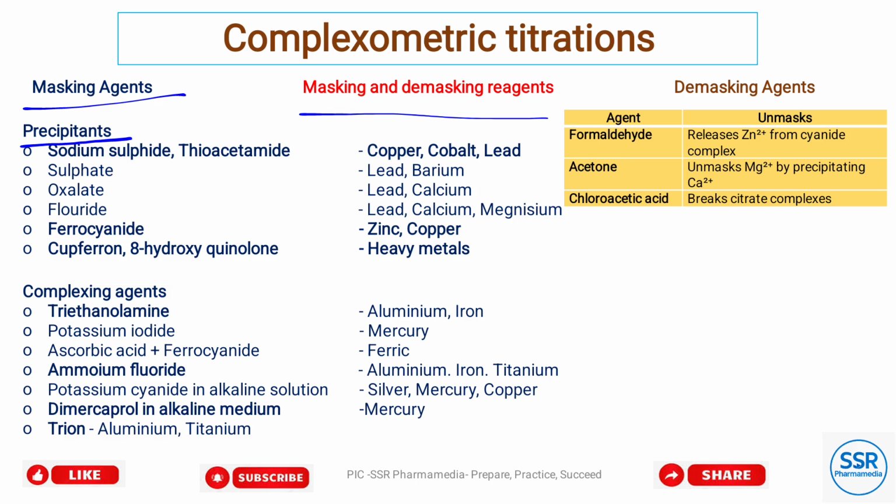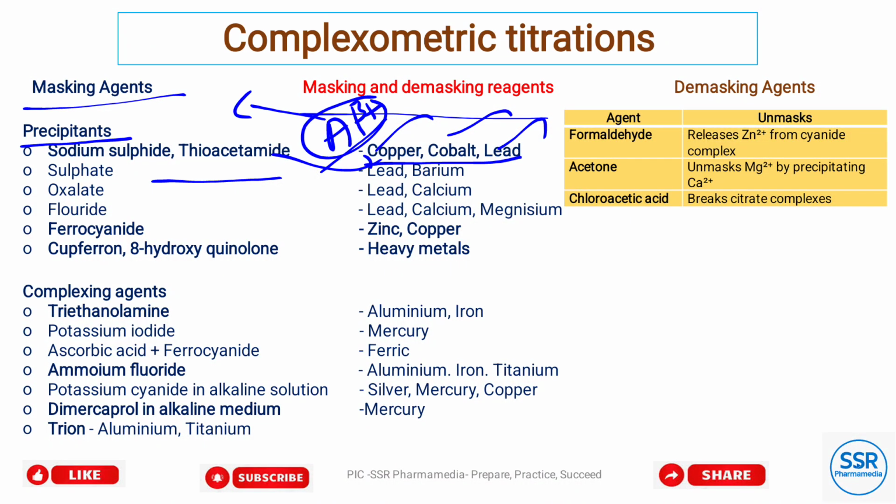For example, sodium sulfide and thioacetamide will mask or precipitate copper, cobalt and lead. Suppose aluminum is there. If we want to estimate the aluminum, these metals may interfere. In order to remove this interference, we add this masking agent to precipitate the copper, cobalt and lead, and only aluminum will react with the EDTA.